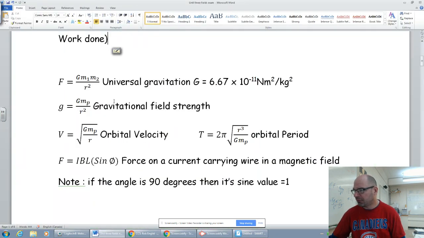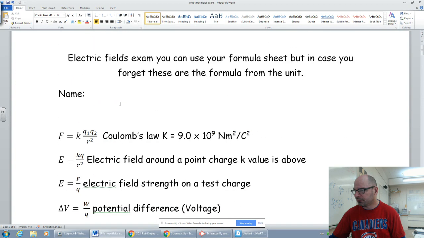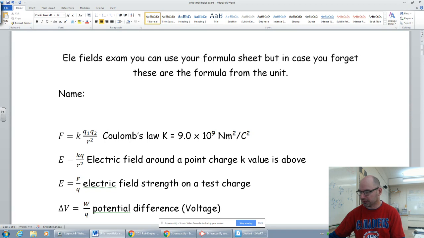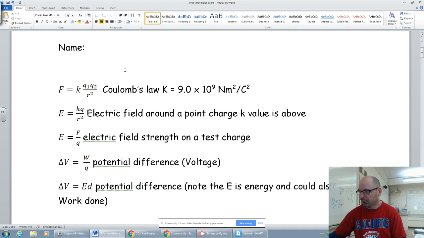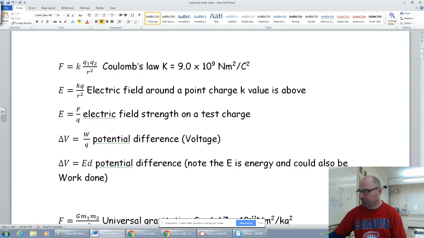Okay, so we have the electric fields exam. You can use a formula sheet. It's more than the electric fields. I typo there. It's just the fields exam, because we have magnetic fields and gravitational fields. As you can see, the first little bit is Coulomb's law here. That's electric fields. The electric field around a point charge, K.